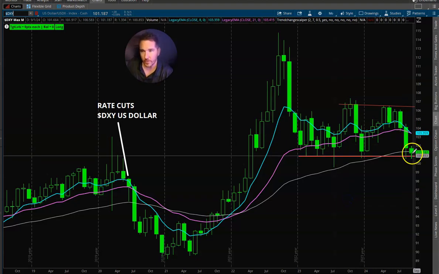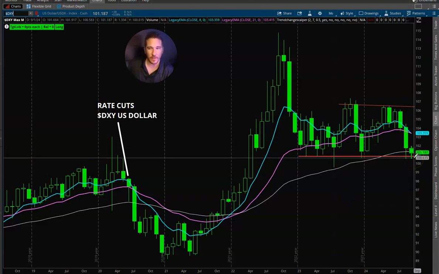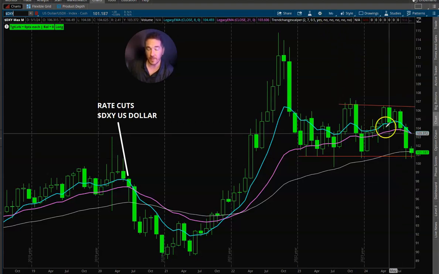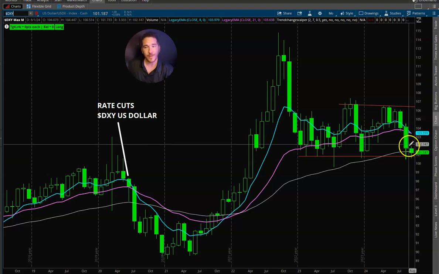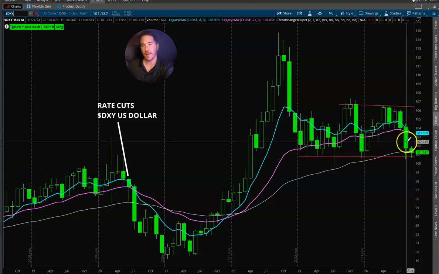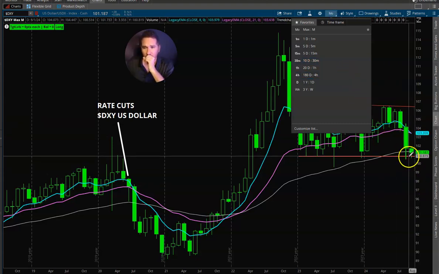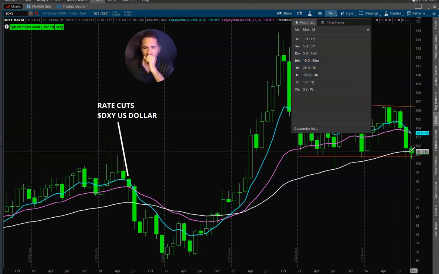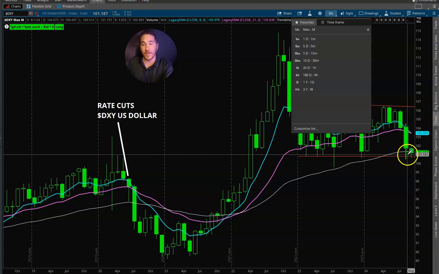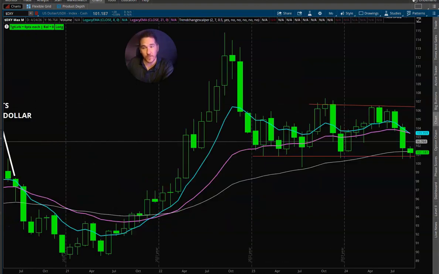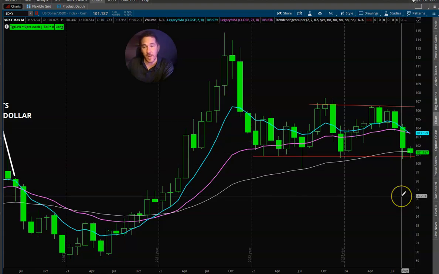We do have a 1, 2, 3 reversal here, which is very odd, because we're supposed to be cutting interest rates, and this is a monthly. Sure, it could fail. It could absolutely fail and plummet, but we do have the 50 EMA right here, and it's holding it. We're at the bottom of this rectangle, and we have a 1, 2, 3 reversal, so that does say that we're going to bounce.